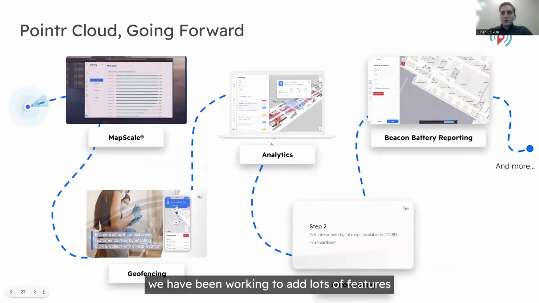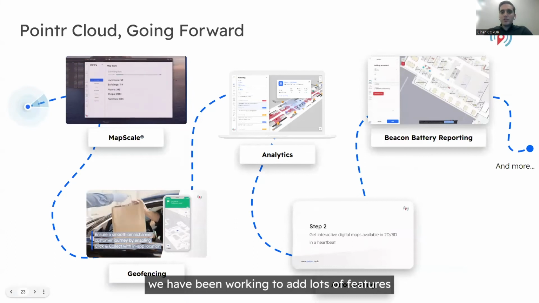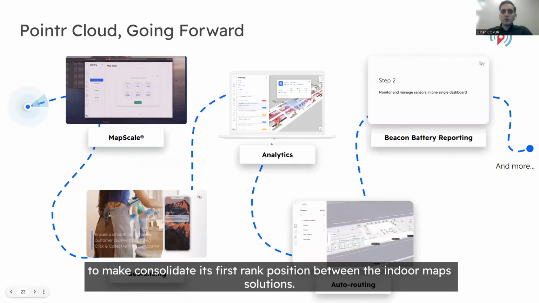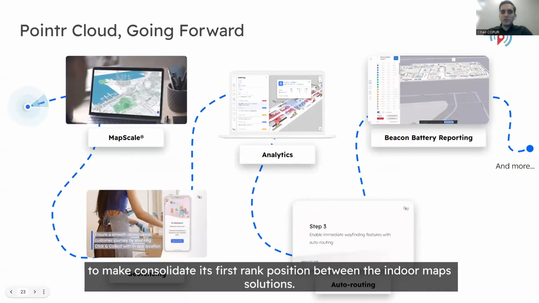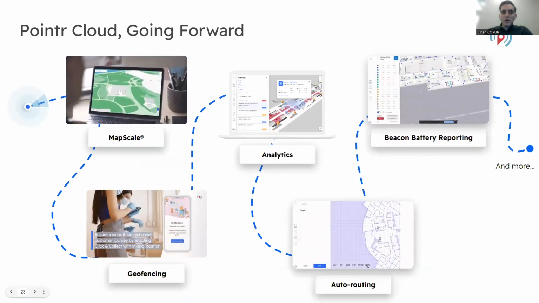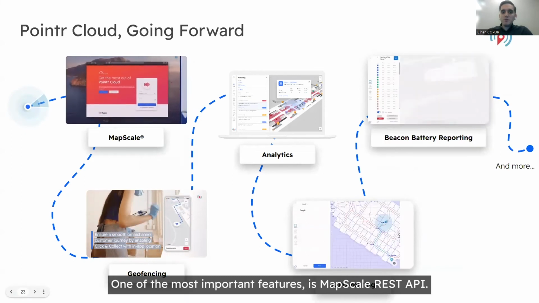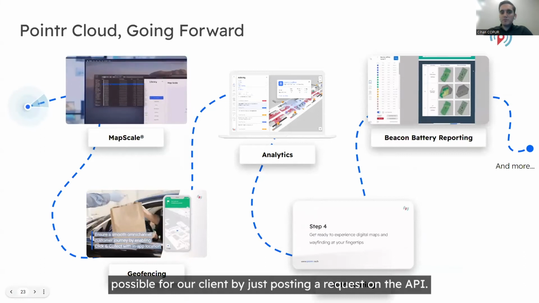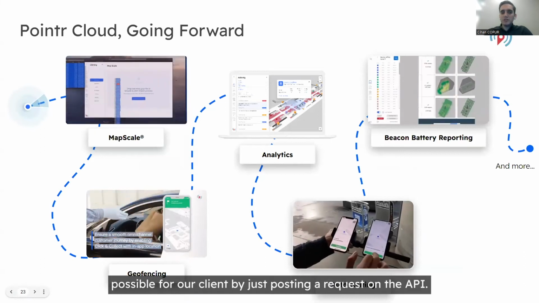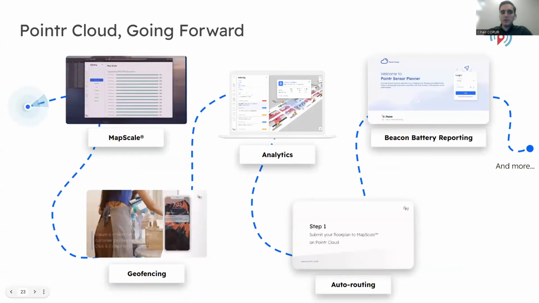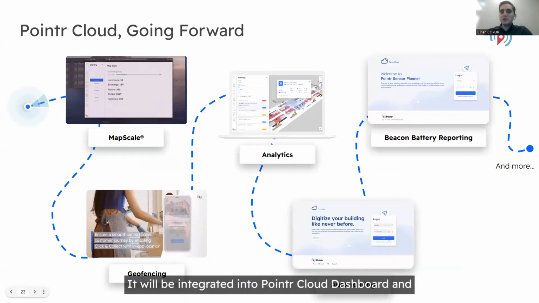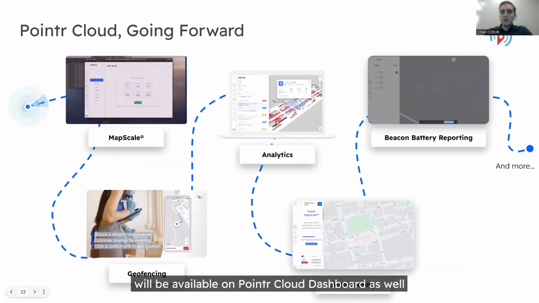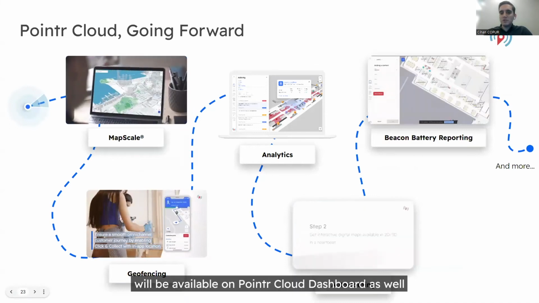As I told before, we have been working to add lots of features to our Pointr deep location platform to consolidate its first rank position among the indoor map solutions. One of the most important features is the Map Scale REST API. This feature will make creating indoor maps possible for our clients by just posting a request on the API. It will also be integrated into the Pointr Cloud dashboard, and drag and drop indoor map creation will be available on the Pointr Cloud dashboard as well.